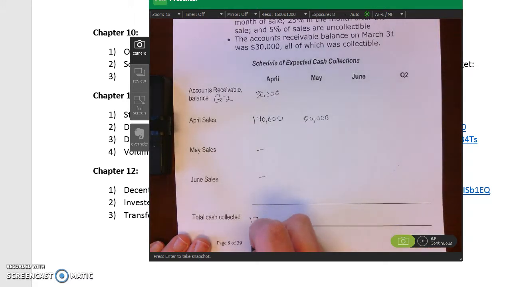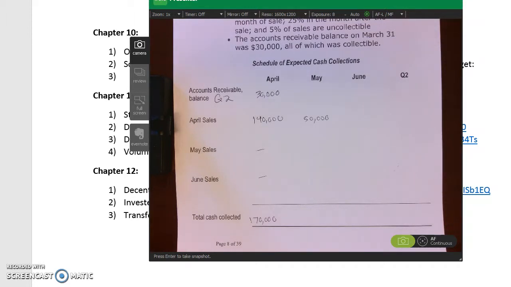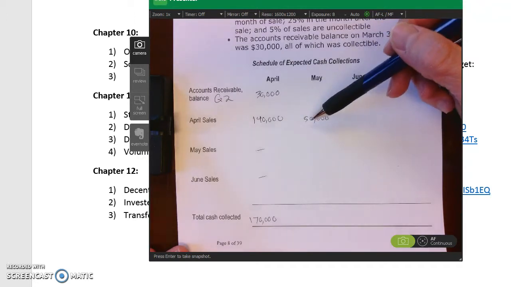And then, of course, we don't collect any of May or June in April, so we can look over here at the end of April and say, what is my total cash collected for April? It's $170,000. Now, the other thing that I want you to understand is what is ending accounts receivable for April. So if I did a balance sheet at the end of April, what would be my net accounts receivable balance? And when I say net accounts receivable balance, what I mean is after the allowance for doubtful accounts, which relates to bad debts expense. So basically, not including this 5%. Okay? So basically, the ending accounts receivable for April is $50,000.